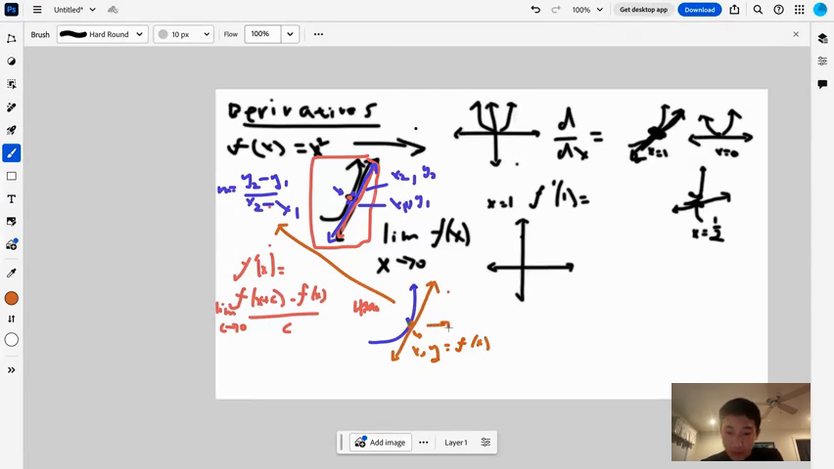This point is x plus c. Let's say c is just a random number. That's the increase in horizontal distance from the first point. And then let's say y equals f of x plus c.